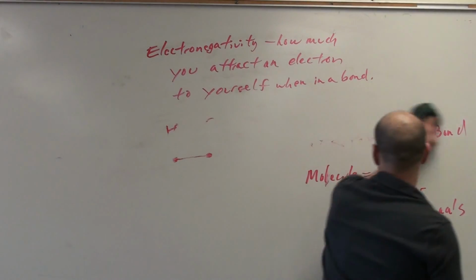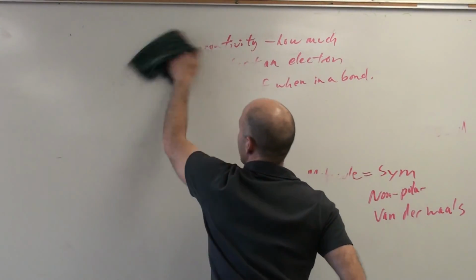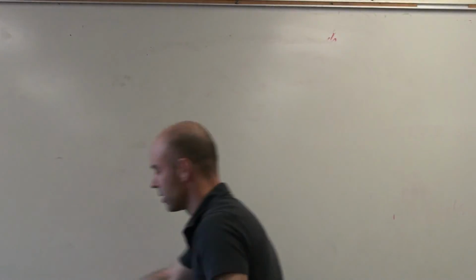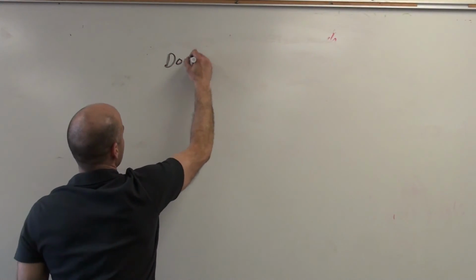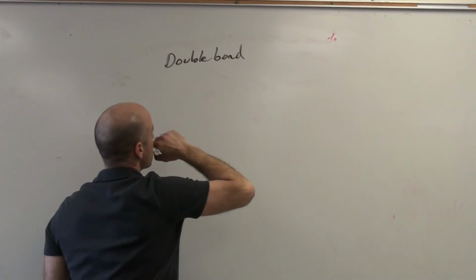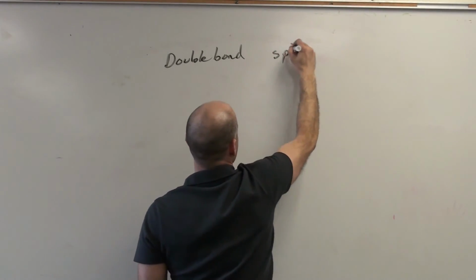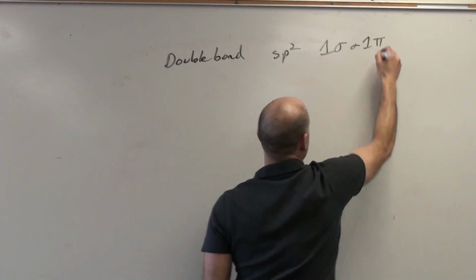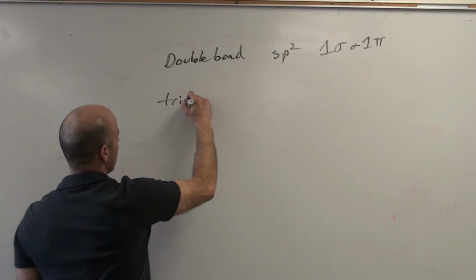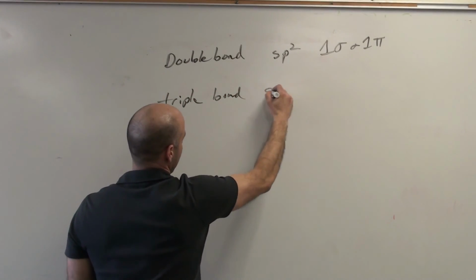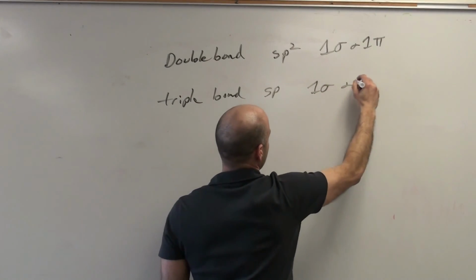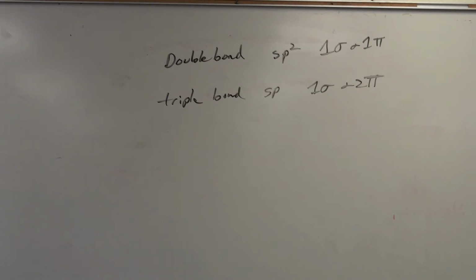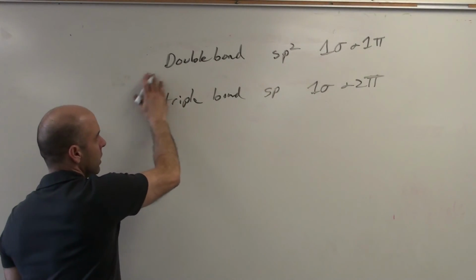But one last thing and then we'll be done. Pi bonds, and I'll do this quick. So remember, a double bond is when you have sp2 hybridization, and you're going to have one sigma bond and one pi. If you've got a triple bond, you've got sp hybridization, one sigma, and two pi's. The exception to this is if you have two double bonds in a row. That's the same thing as a triple.